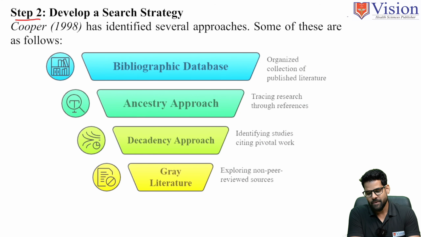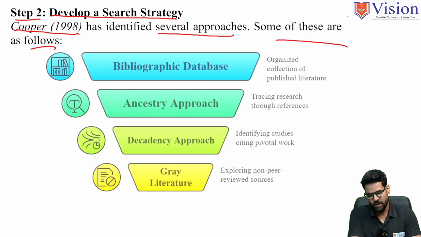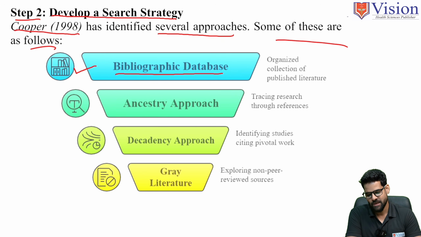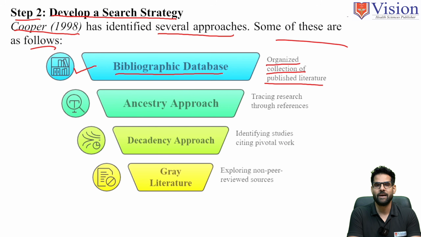Second step, developing the search strategies. Cooper in the year 1998 identified several approaches. Some of these are as follows. I've taken 4 here. One is the bibliographic database, which we take as a primary search strategy. I must say almost 99% of literature reviews are done by referring to bibliographic databases. Now the question comes, what is a bibliographic database? These are organized collections of published literature. You can say it is the online compilation of all the researches.